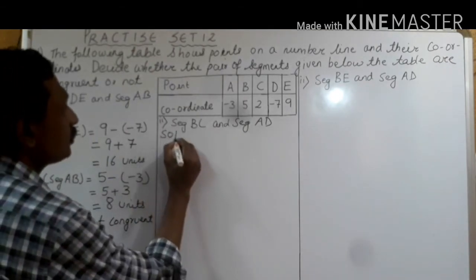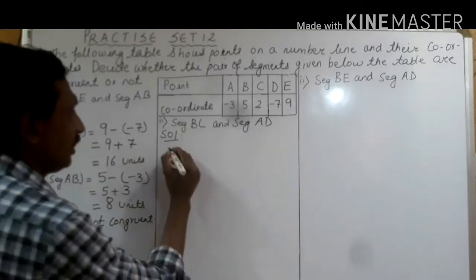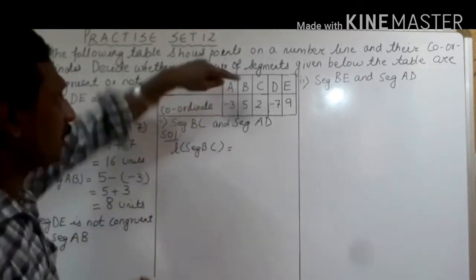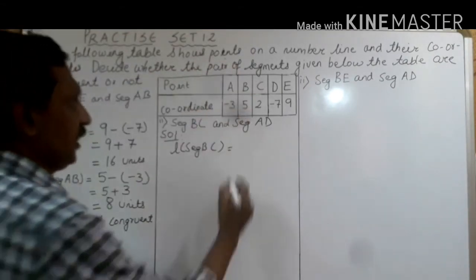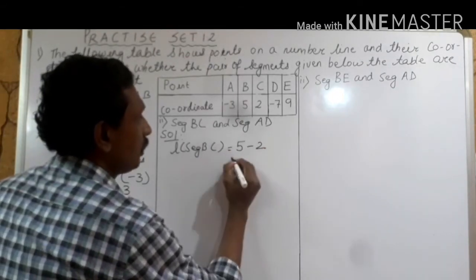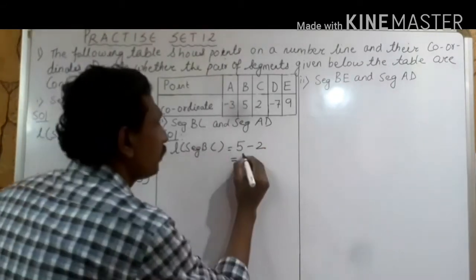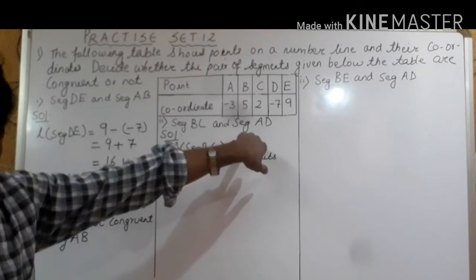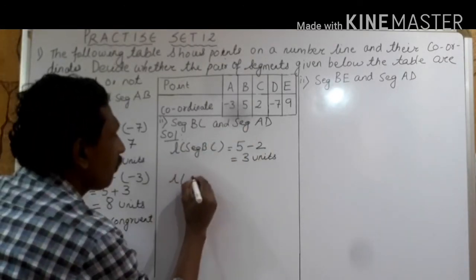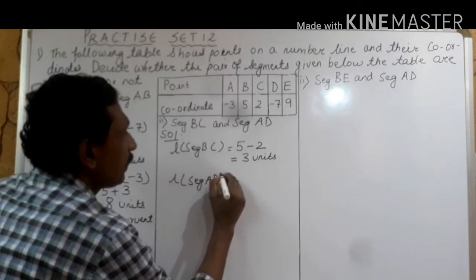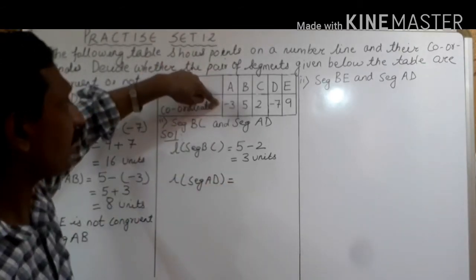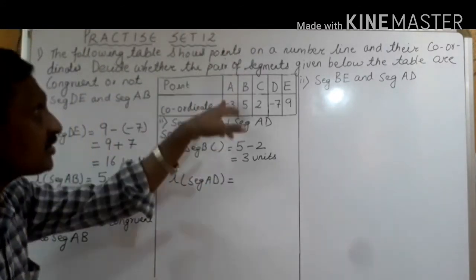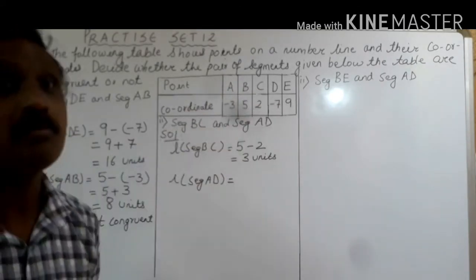Let's take the second one, segment BC and segment AD. So we'll write the solution. Now let us find the length of segment BC is equal to, B is here, C is here, which is biggest? 5 minus 2, which is equal to 3 units. Next, what is given to us? Segment AD. So let us find the length. Length of segment AD is equal to, what is the coordinate of A? Minus 3. What is the coordinate of D? Minus 7. Which is greater here? Minus 3 is greater than minus 7.